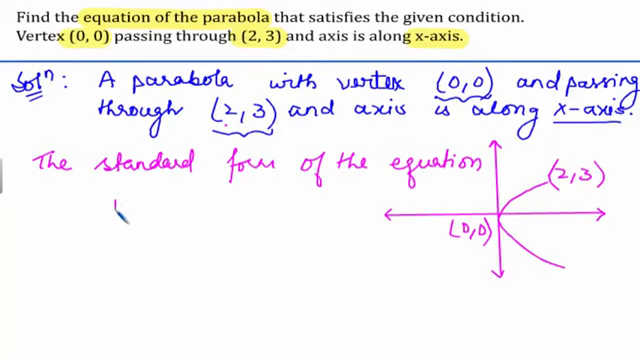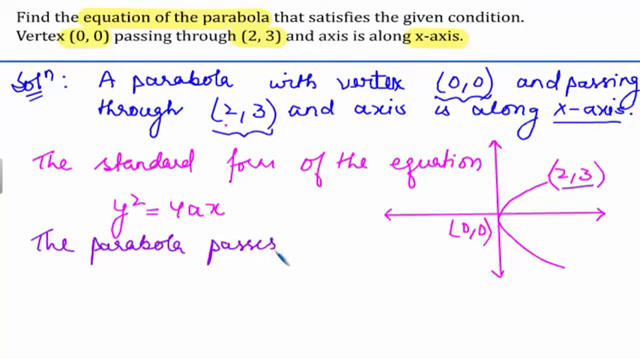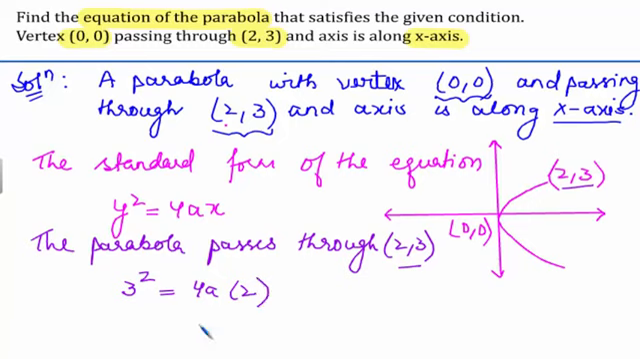Now since the point (2, 3) is on the parabola, that is, the parabola passes through the given point having coordinates (2, 3), therefore this point will satisfy the equation. That is, replacing y by 3 and x by 2, we have 3 square is equal to 4a into 2, which implies that 4a is equal to 9 divided by 2, or a is equal to 9 divided by 8.